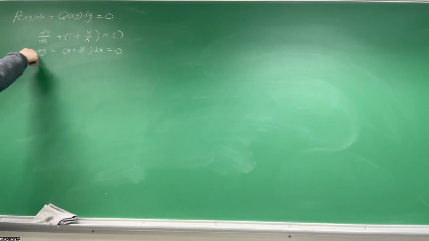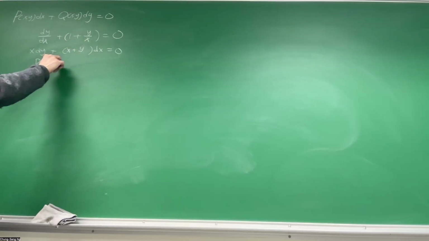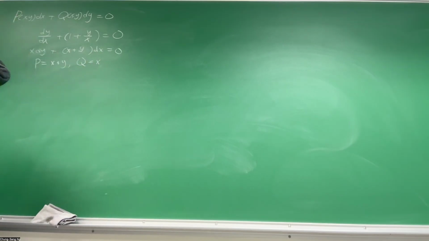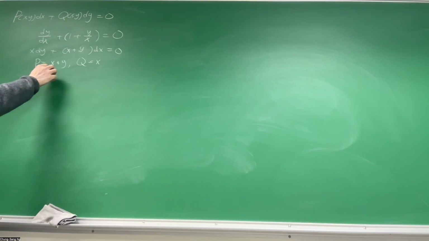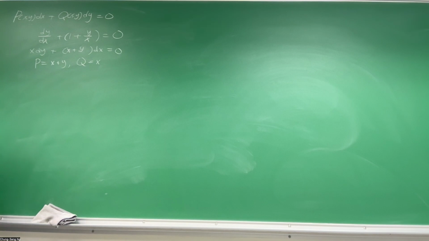The form. So P is this one. So P is x plus y. Here Q is x, right? And you check whether this is separable by taking the derivative. So partial P partial y is 1. Right? Partial Q partial x is also 1. So it's separable. Okay.